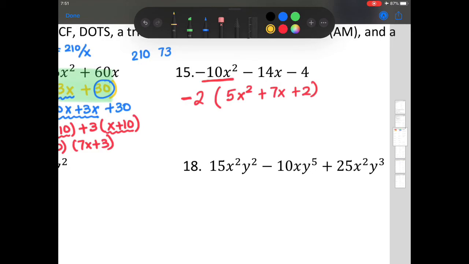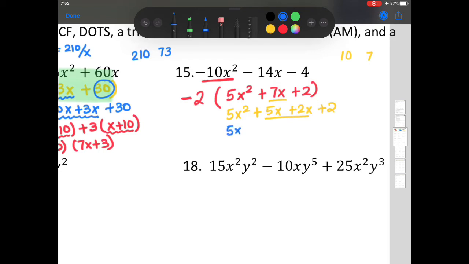Again, your leading coefficient is not 1. You're going to split the middle term. So 5 times 2 is 10, and you need 2 numbers that multiply to 10 and add to 7, which is 5 and 2. So I'm going to take 5x squared plus 5x plus 2x plus 2. Check. They're the same. I'm just splitting the middle term into my 2 factors, right?